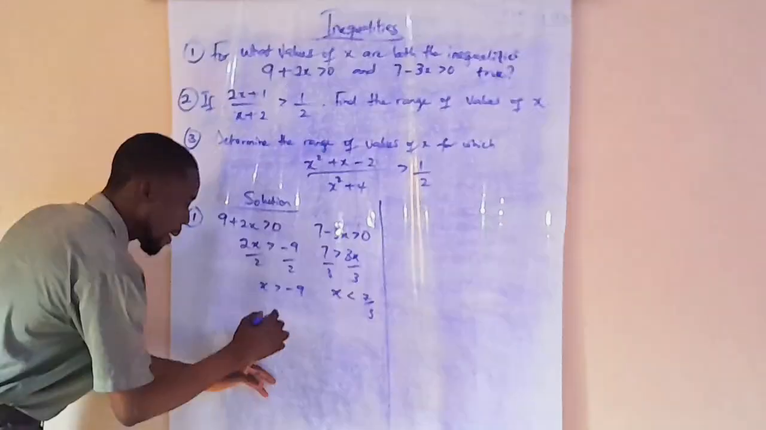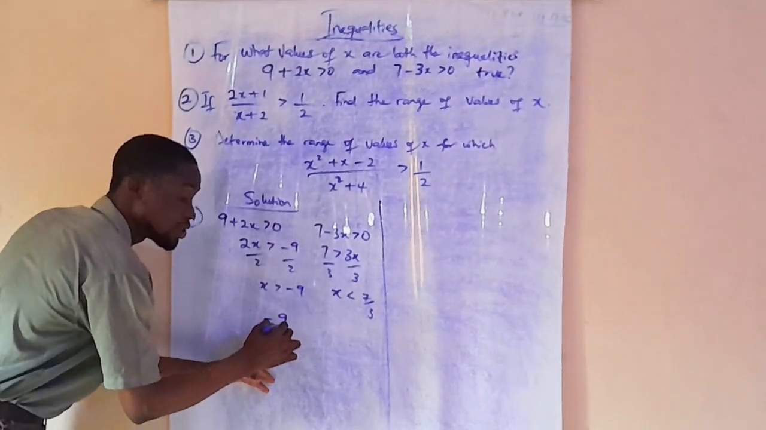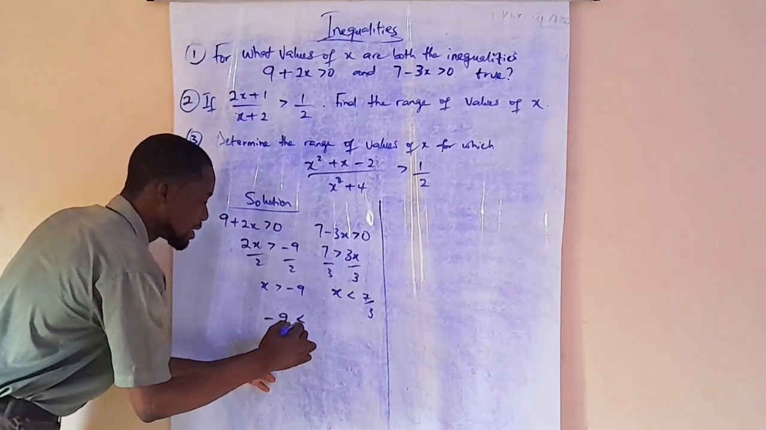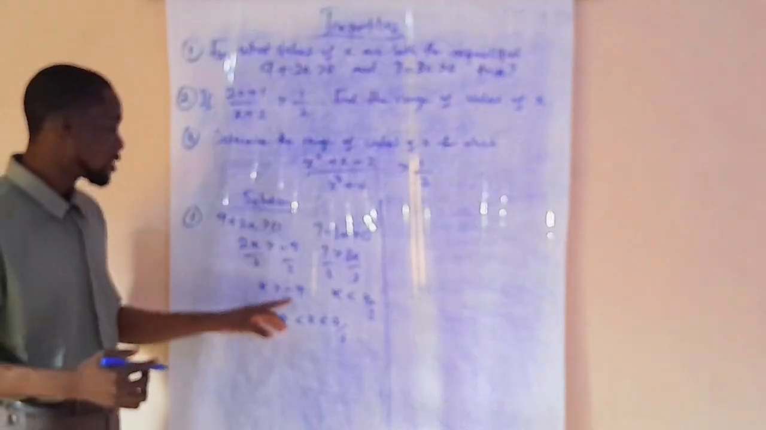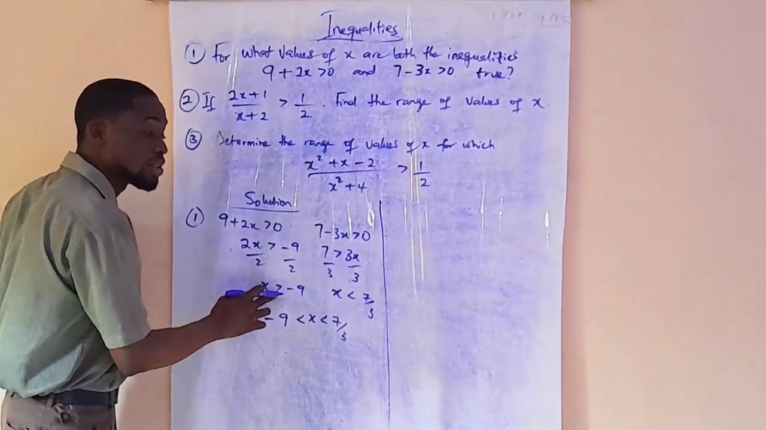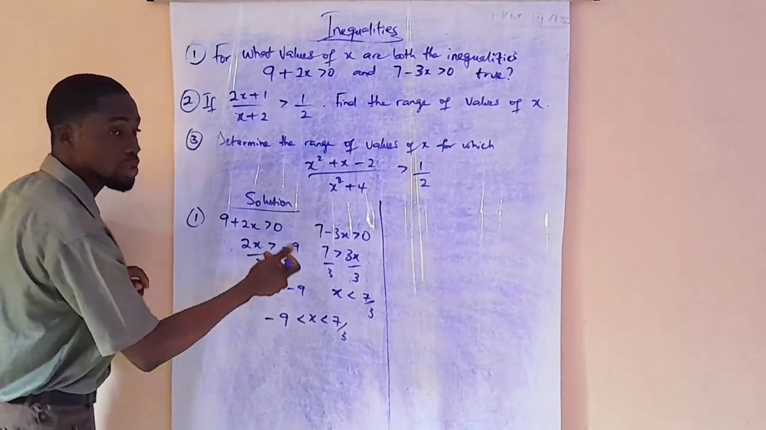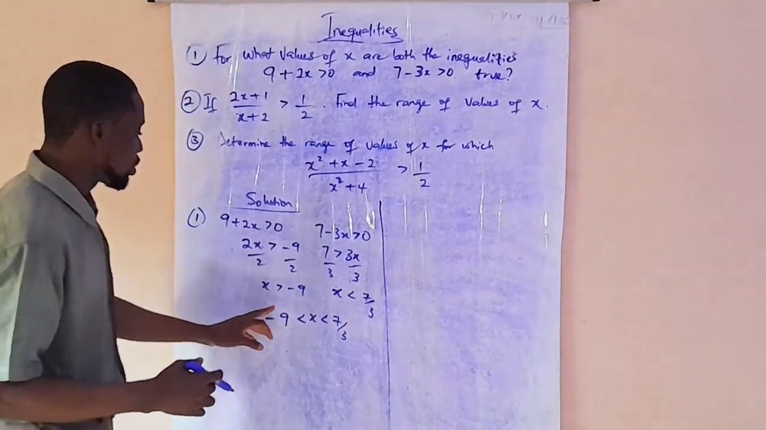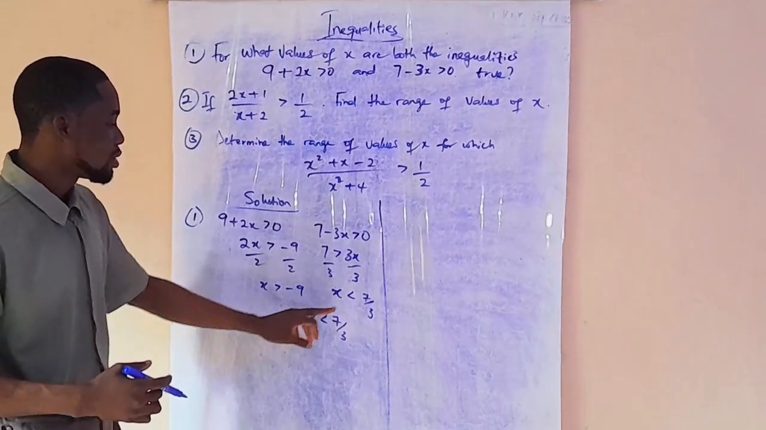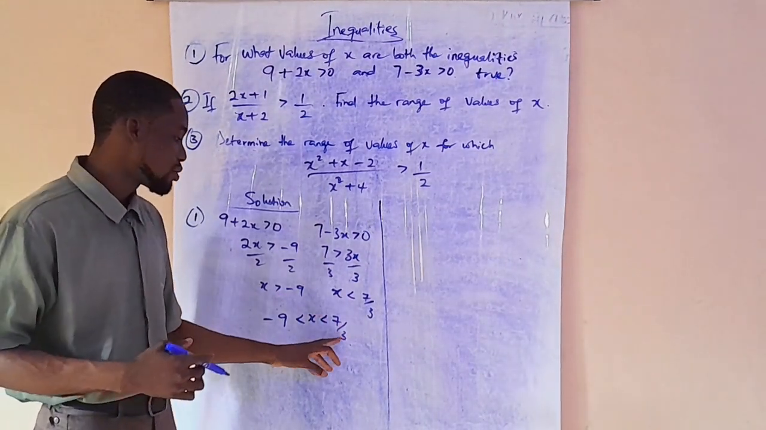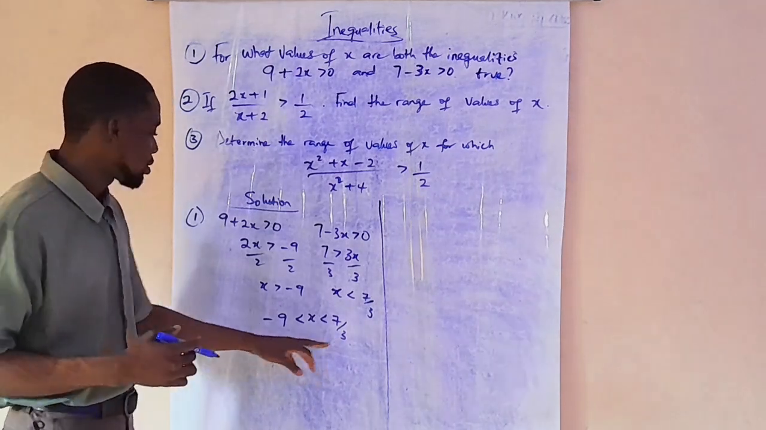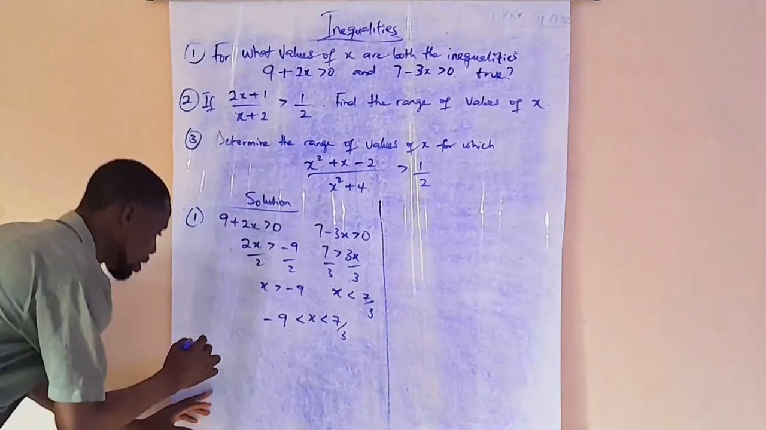Now, finally, using range to bring them together, what do I have? Minus 9, which is the smaller one, to be less than x. X here is less than 7 over 3. Remember, for range, for the lesser value, the inequality sign will change. Why? Because you want x to be in the middle. So that's why I'm going to have minus 9 to be less than x. This one will retain its sign because x is already at the left hand side, to be less than 7 over 3.